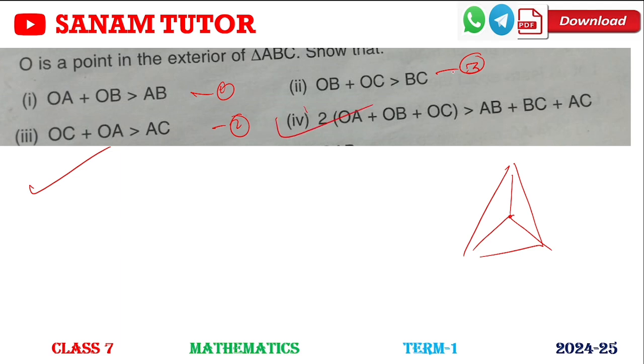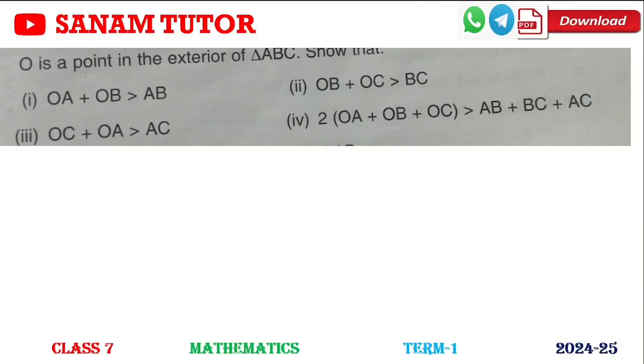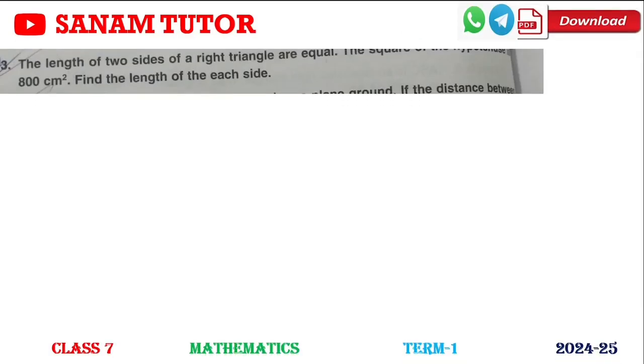So next, the length of the two sides of the right angle triangle are equal. The square of the hypotenuse is given. Suppose this is a right angle triangle, with 90 degrees at B, ABC. The square of the hypotenuse, AC square, is given as 800 centimeter square. Find the length of each side. The two sides of the right angle are equal, so this and this are equal. So also given AB equal to BC.